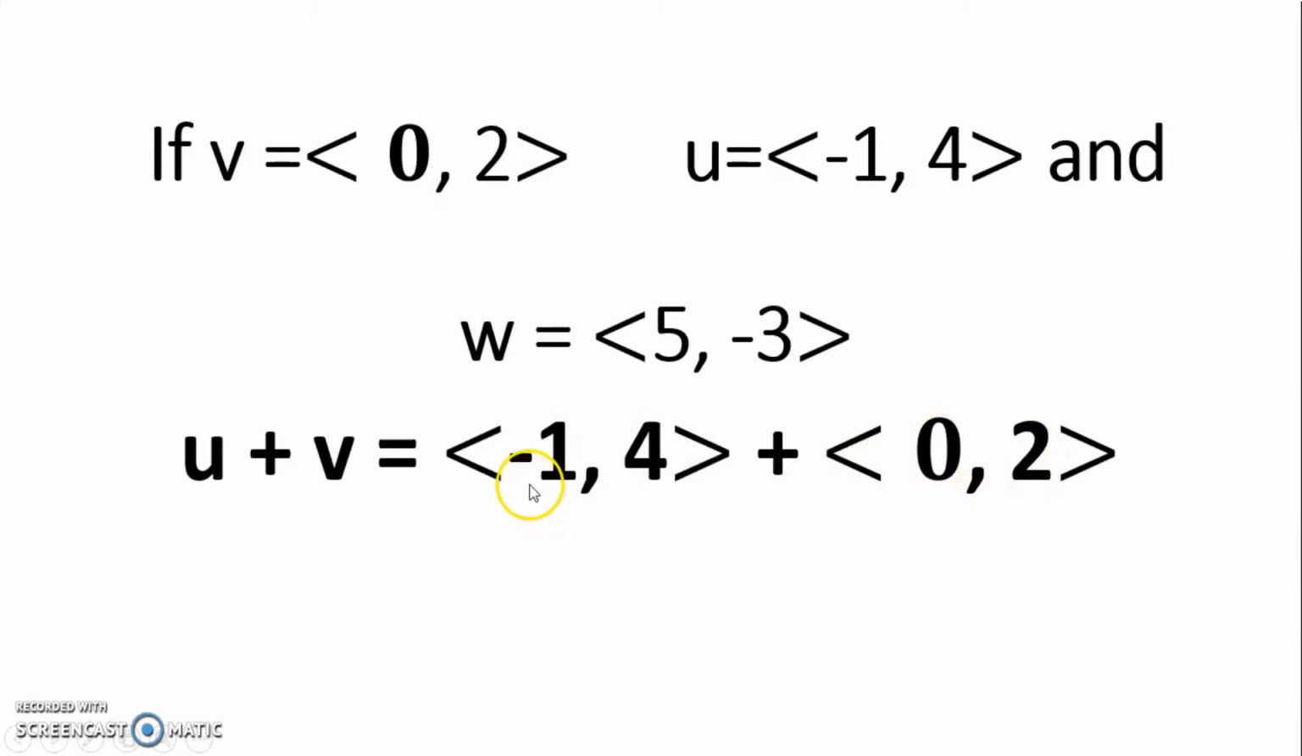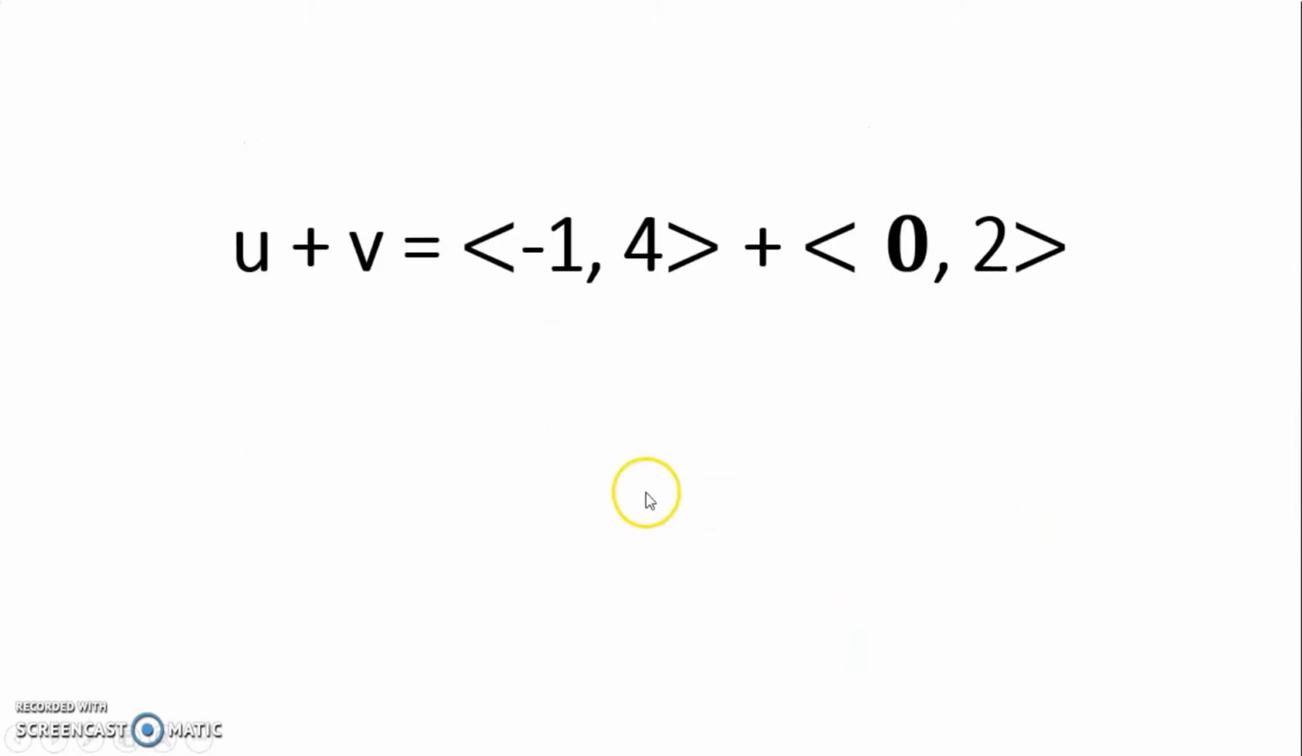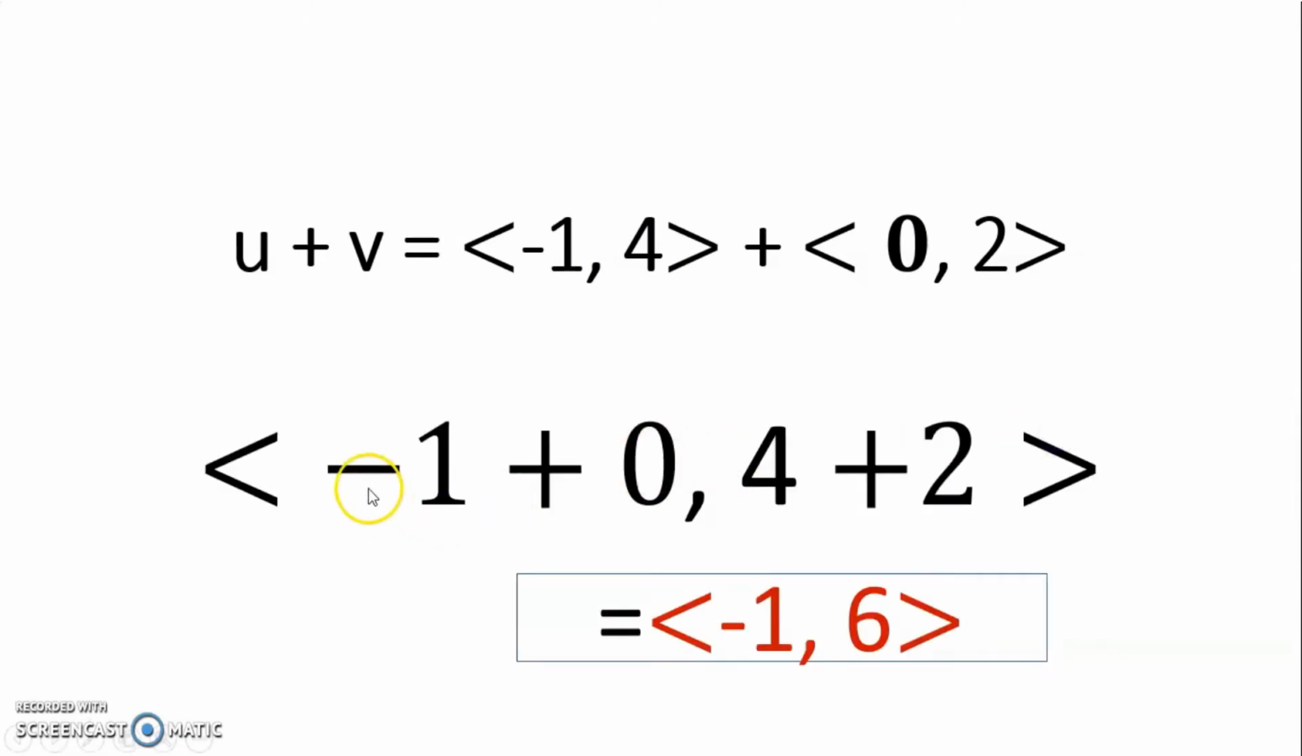So we are having x1 plus x2 and y1 plus y2. Okay, so we are having -1 plus 0 and 4 plus 2. By the time you add them up, -1 plus 0 is equal to -1, then 4 plus 2 is equal to 6.